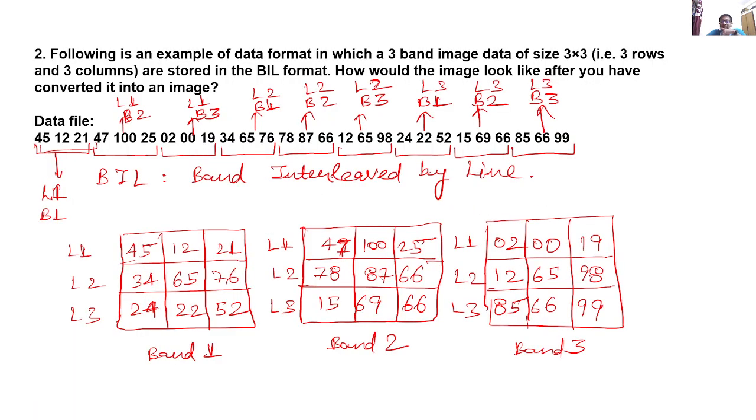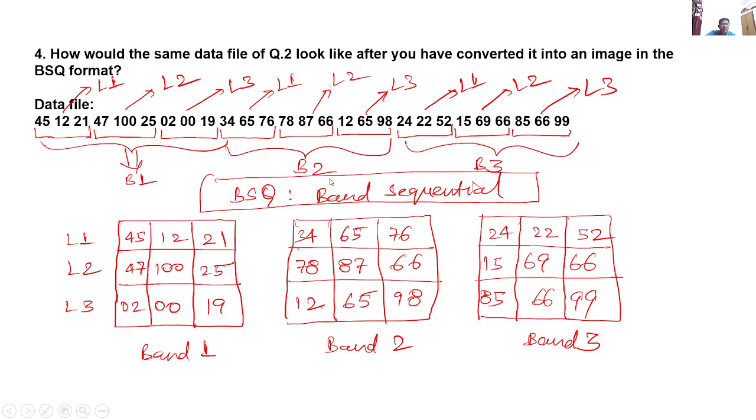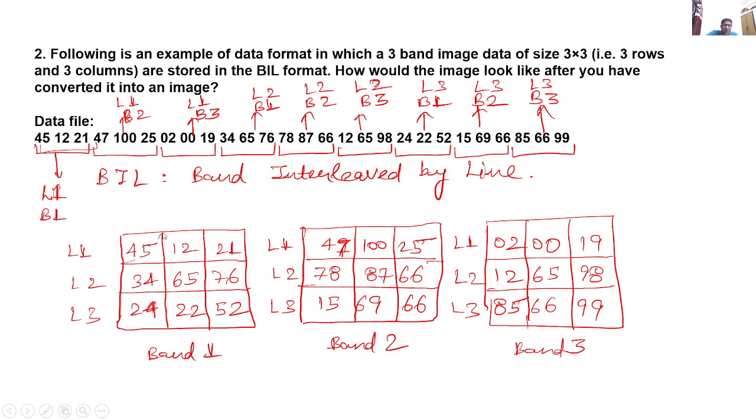Then we discussed the next question, which was about the data storage. We learned how to store data in band BIL format, that is the band interleaved by line. Then in the BIP format, which is the band interleaved by pixel, and finally in the band sequential format. We learned that in BIL, we are filling up each line of each band first. I mean, the first line of band 1, then the first line of band 2, then the first line of band 3, then the second line of band 1, second line of band 2, second line of band 3, third line of band 1, third line of band 2, and third line of band 3. That is how we move in BIL.